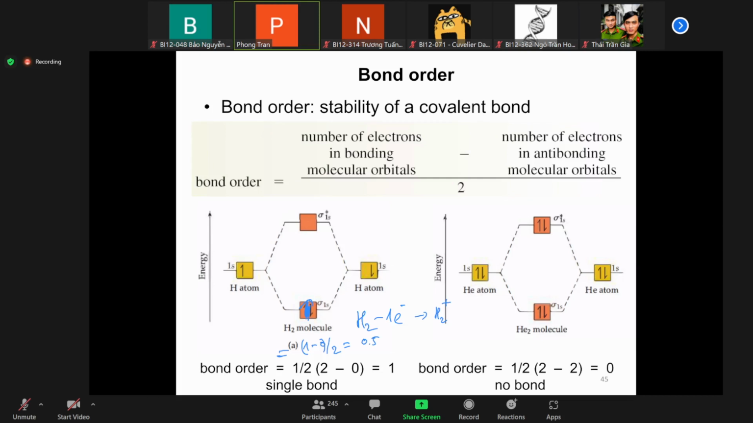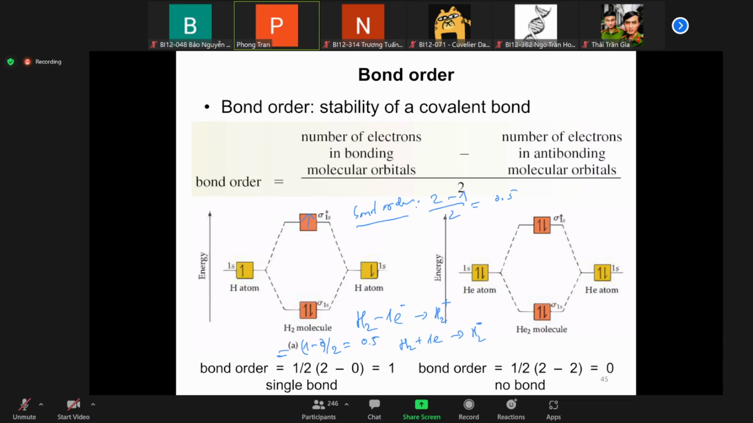You can also imagine the molecule H2 plus 1 electron to make H2 minus. In this case, because the 2 electrons are already in the bonding orbital, the 1 electron added goes to the anti-bonding orbital. So now the bond order will be 2 minus 1 divided by 2, equal to 0.5. So you see you can change the bond order of hydrogen both by reducing hydrogen, adding 1 electron, or by oxidizing hydrogen, removing 1 electron.